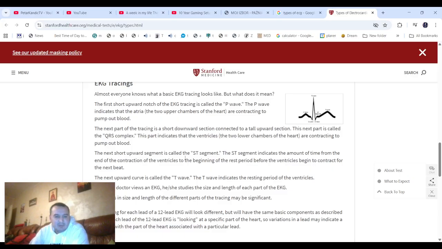The next short upward segment is called the ST segment. The ST segment indicates the amount of time from the end of the contraction of the ventricles to the beginning of the rest period before the ventricles begin to contract for the next beat. The next upward curve is called the T wave. The T wave indicates the resting period of the ventricles. When the doctor views an EKG, he or she studies the size and length of each part of the EKG. Variations in size and length of different parts of the tracing may be significant.